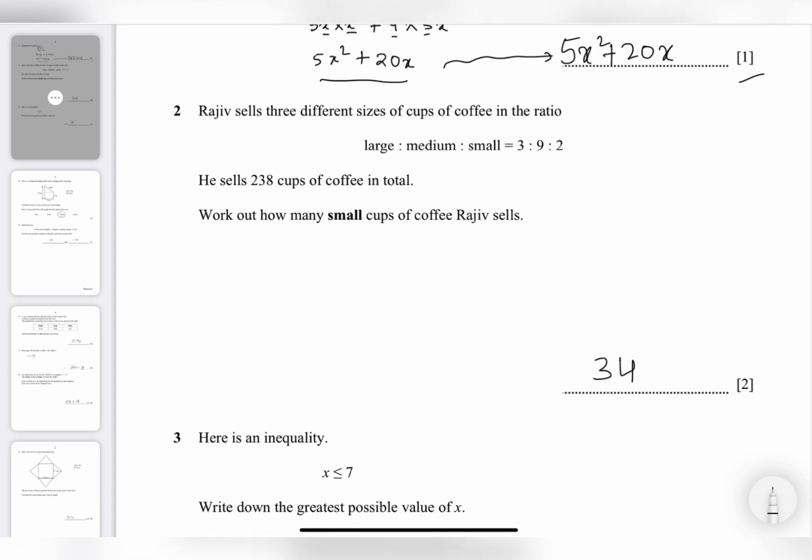Rajiv sells 3 different sizes of cup of coffee in the ratio large is to medium is to small, 3 is to 9 is to 2. He sells 238 cups of coffee in total. First of all, let us calculate how many total parts are here. So over here are 3 plus 9 plus 2. That will give us how many? 14 parts.